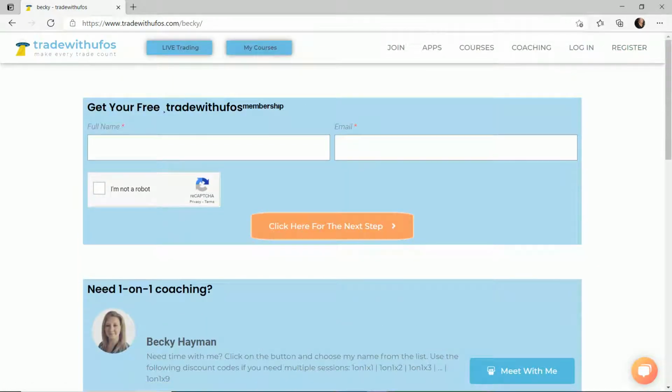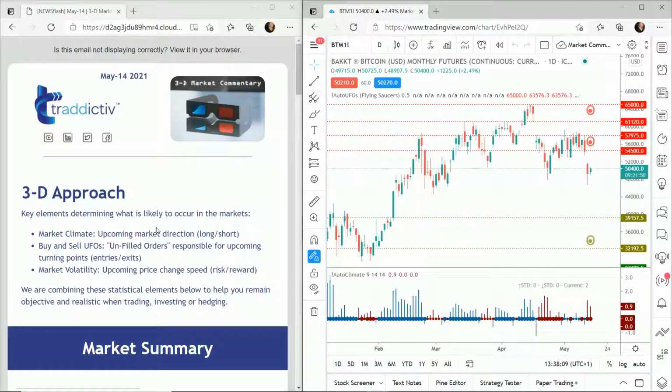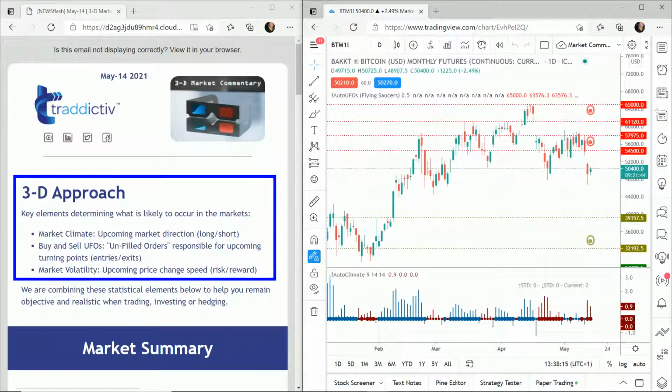So the 3D market commentary, what is it? Well, we send out an email, it looks like that, every day. And it goes through three major elements of 5 major world markets. So what are those 3 elements? We have, first and foremost, market climate, meaning what's the upcoming market direction? And these markets that we're going to look at, are they going up? Are they going down? Do we have probability to buy or probability to sell? Or perhaps we don't have enough probability either way and we do nothing.